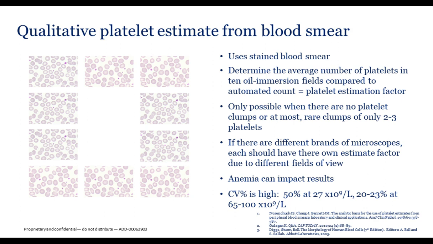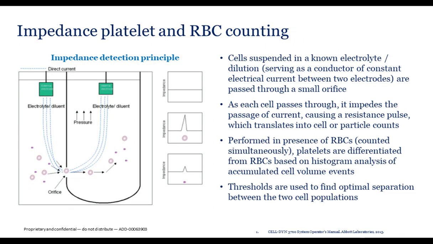can be as high as 50% when the level of platelet count is at 27,000, and 20 to 23% when it's between 65 and 100,000. Unfortunately, this is what a lot of laboratories have to resort to when there's a flagged automated count presented to them.